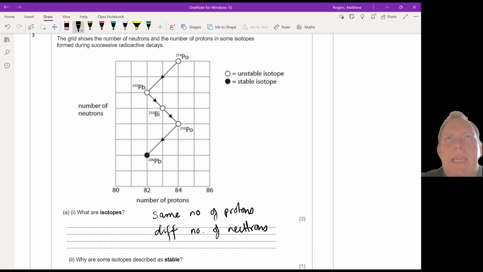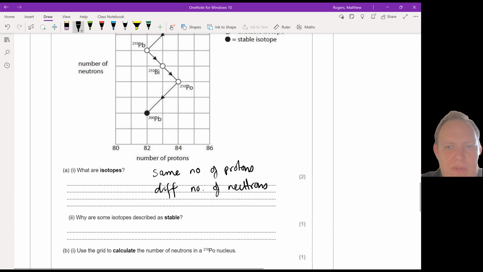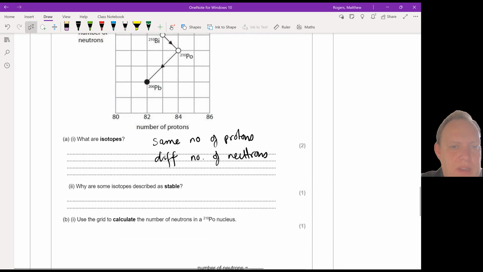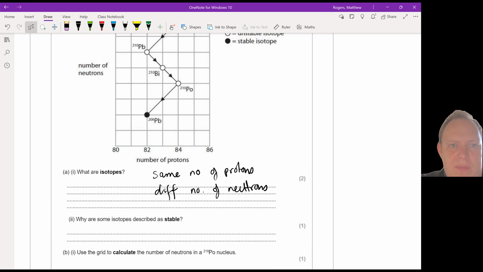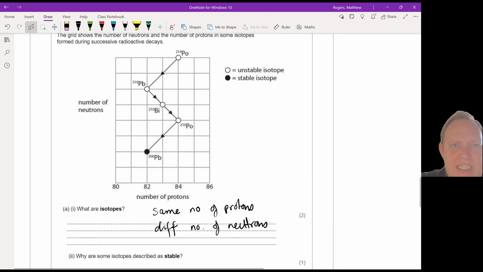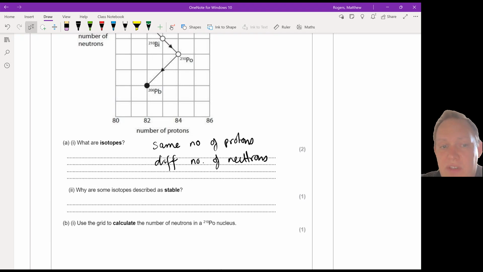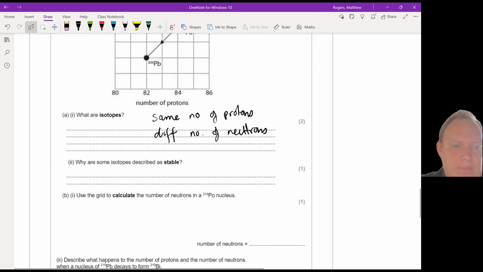Because of this, we can express it in lots of different ways. We might talk about them having the same atomic number. We might talk about them having different mass numbers. But I think same number of protons, different number of neutrons is about as clear as we can be. Why are some isotopes described as stable? So this is about whether they're going to undergo radioactive decay or not. The unstable isotopes are ones that will radioactively decay into something else, whereas the stable isotope stays as it is. So a stable isotope is one that doesn't undergo radioactive decay.